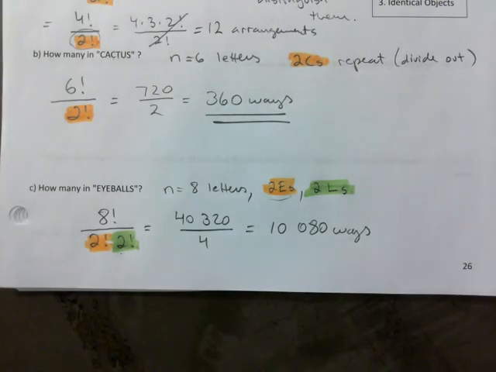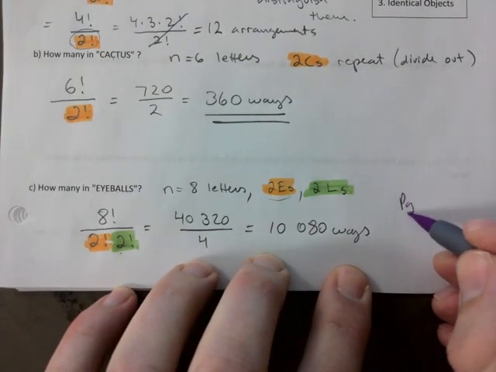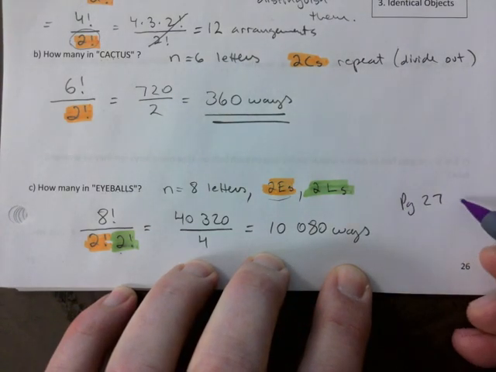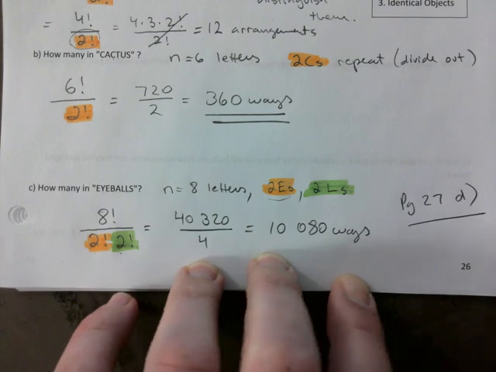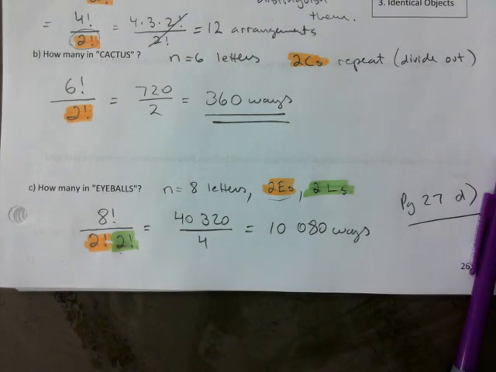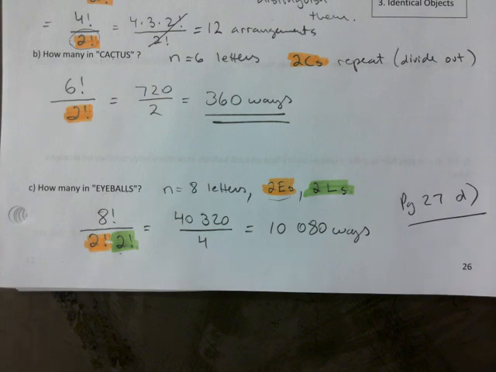All I want you to do is page 27, D. That's all I want you to do. From now on, I would expect you to divide out repeated objects. We're going to do more about that tomorrow. Make sure you know your grouping. Make sure you try at least one of these. That's it, guys. Thank you very much.